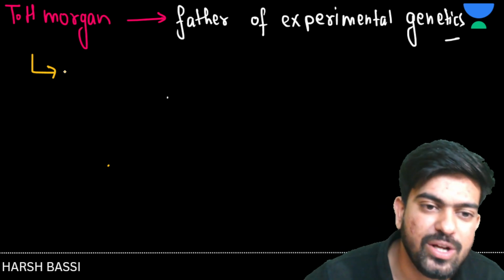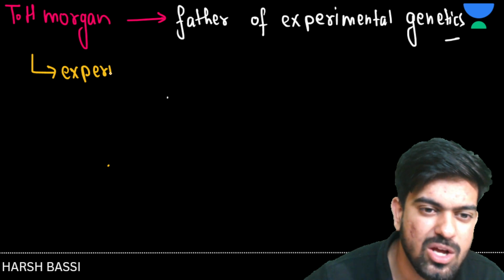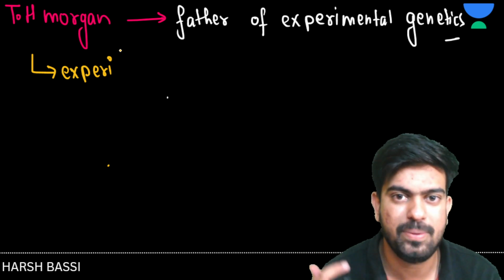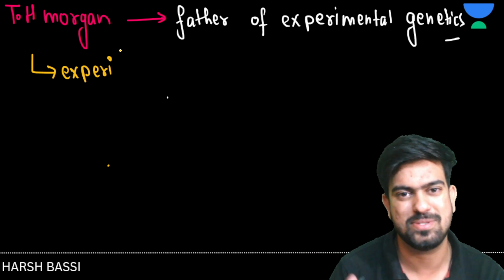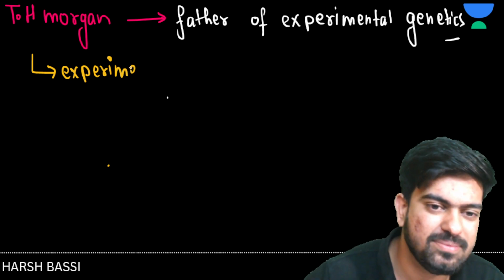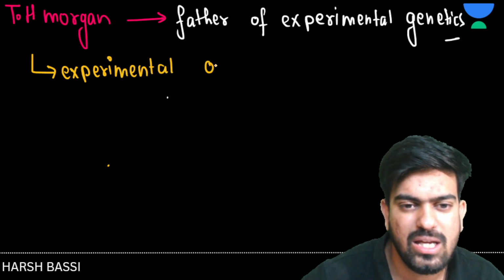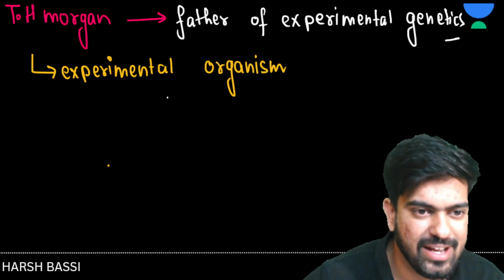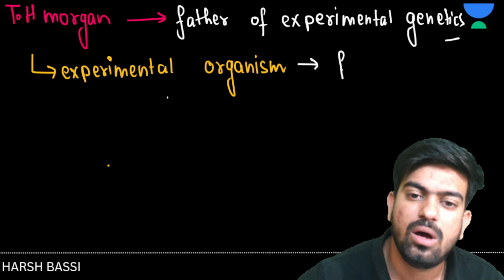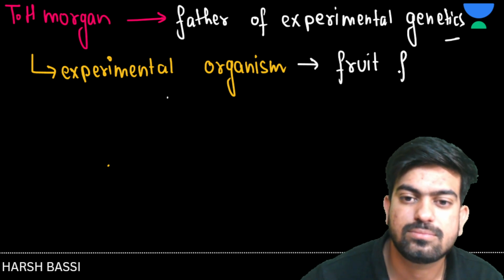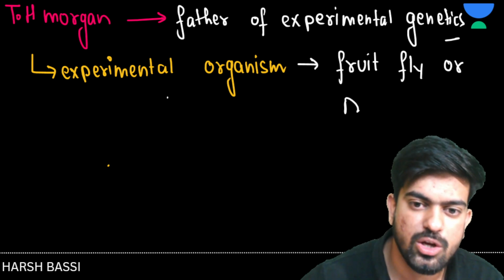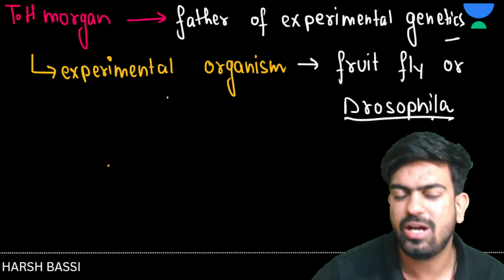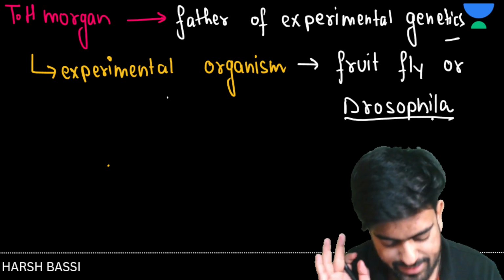Okay, so he did the experiment, and Mendel was like pea, pea, only pea. So T.H. Morgan was like, no, no, I'm not going to do the experiment on pea, rather I should do the experiment on some other organism like Drosophila. Okay, so the experimental organism here is fruit fly, or I should say Drosophila. Clear? Now you know the whole name, Drosophila melanogaster. You write it down.